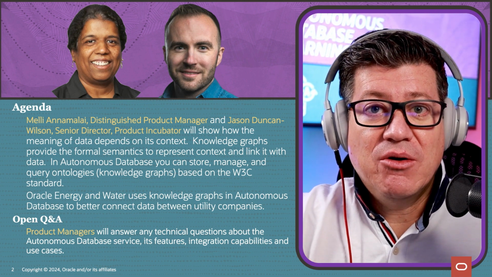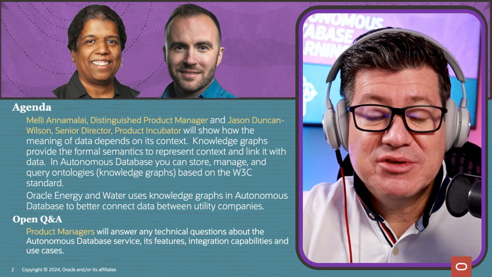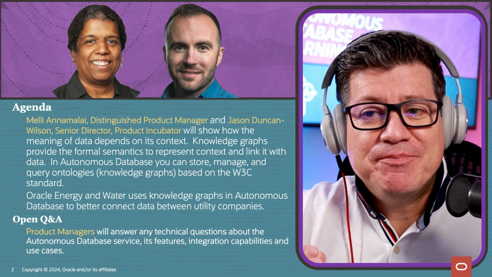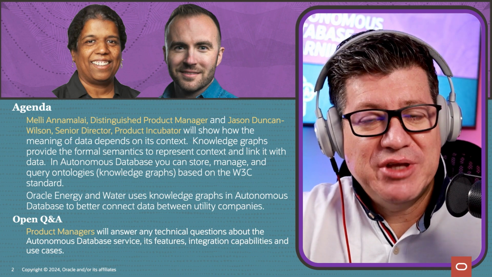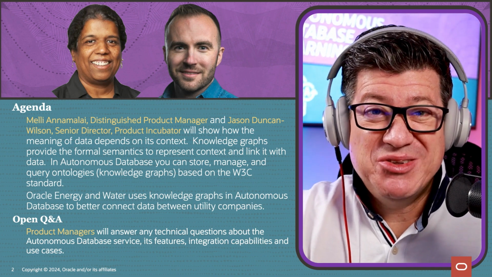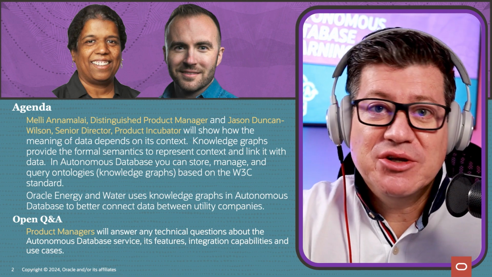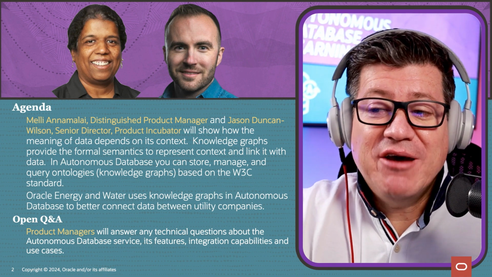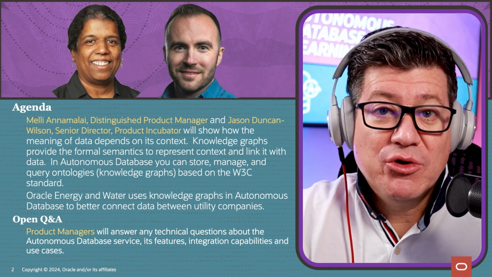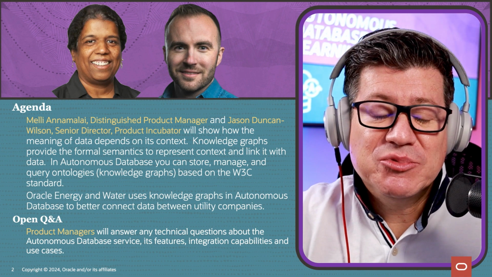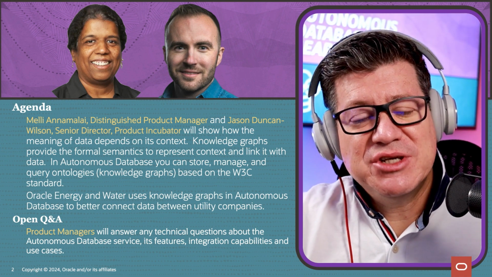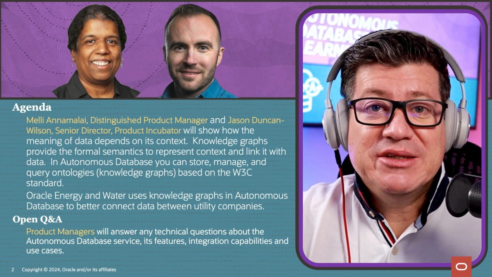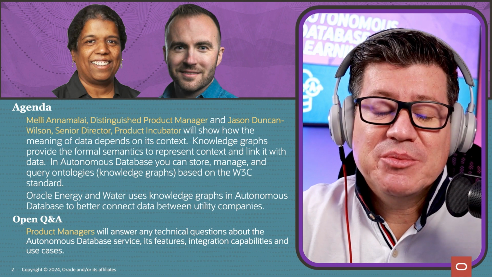So basically, how these graph technologies generate knowledge graphs. These are also known as ontologies, right? These kinds of technologies allow you to understand your data better, and you can put a business context to connections that you previously did not understand. In Autonomous Database, we can store those ontologies and we can query them. Then Jason is going to talk about Oracle Energy and Water and how they use that to better connect data between the utility companies, right?